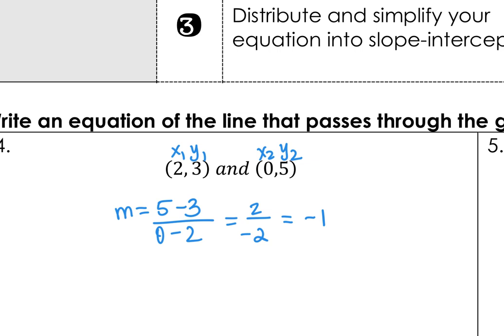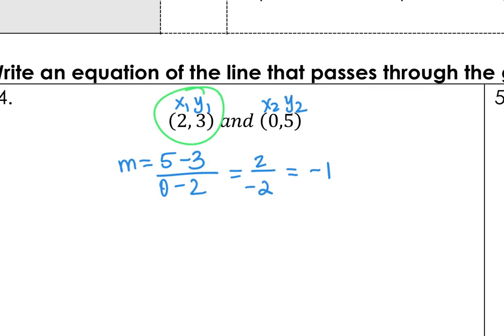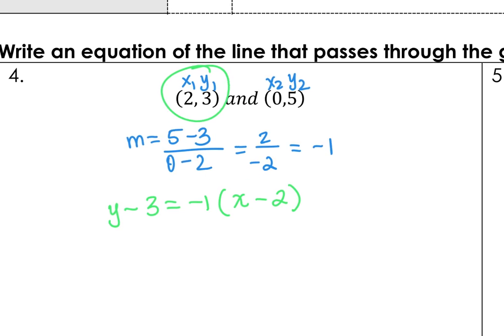All right. So now here's the new part. Now I know the slope and I have a point. So I'm going to take my slope of negative 1 and I'm going to take one of my points and I'm going to plug it into that point slope form so that I can write the linear function. So that would be y minus the y1, which is 3, equals negative 1 times x minus x1, which is 2. Okay, easy peasy. That's the new part.